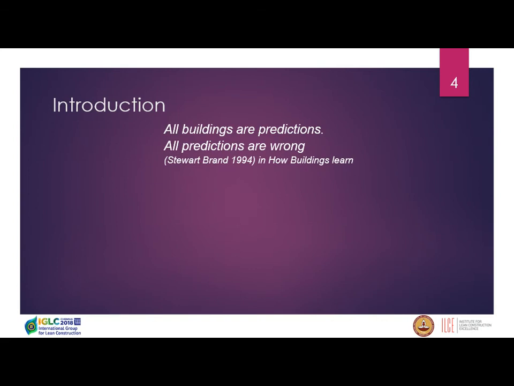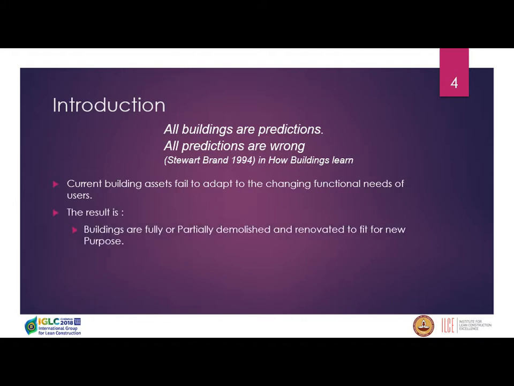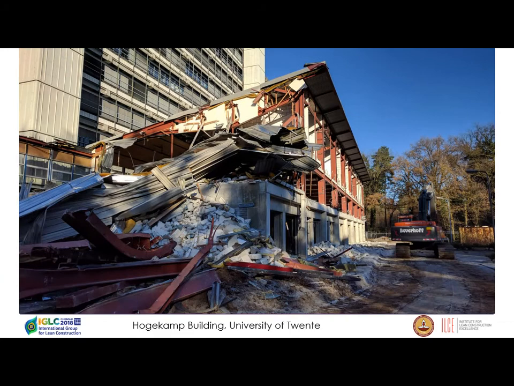So first of all, I will start with this quote. All buildings are predictions, and all predictions are wrong. This means that the current building assets normally fail to adapt to the changing functional needs of users. The result is normally buildings are partially or fully demolished or renovated.